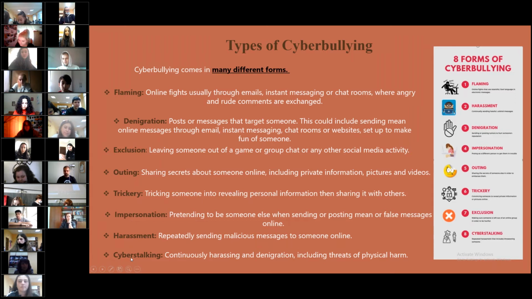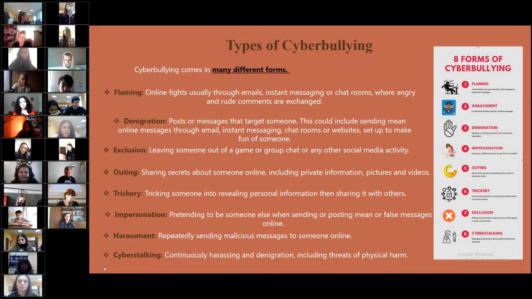Cyberbullying comes in many different forms. 1. Flaming. Flaming means deliberately provoking a response through the use of insults on online forums and social media text. 2. Denigration. Denigration is sending or posting real information about someone online to damage their reputation.